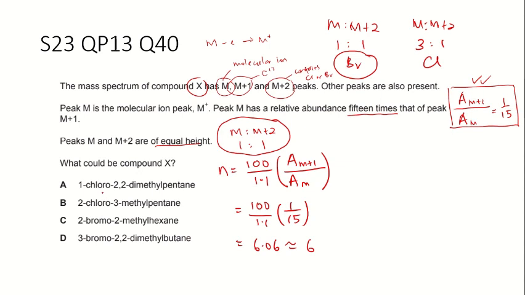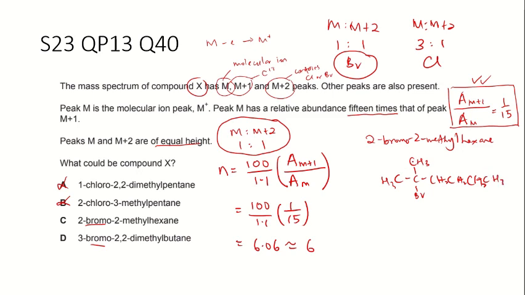Now let's look at the answers A, B, C, and D. A and B contain chlorine, so A and B cannot be the answer. C and D contain bromo, so those could be our answer. Now we look at the number of carbons, 6. Let me draw the structure of C, 2-bromo-2-methylhexane. Hexane, so 6 carbons: 1, 2, 3, 4, 5, 6. And there's another methyl group at carbon number 2, then Br. So this would be the structure of 2-bromo-2-methylhexane. Total number of carbons: 1, 2, 3, 4, 5, 6, 7. But from the calculation, we know that X contains 6 carbons only. So C cannot be the answer.